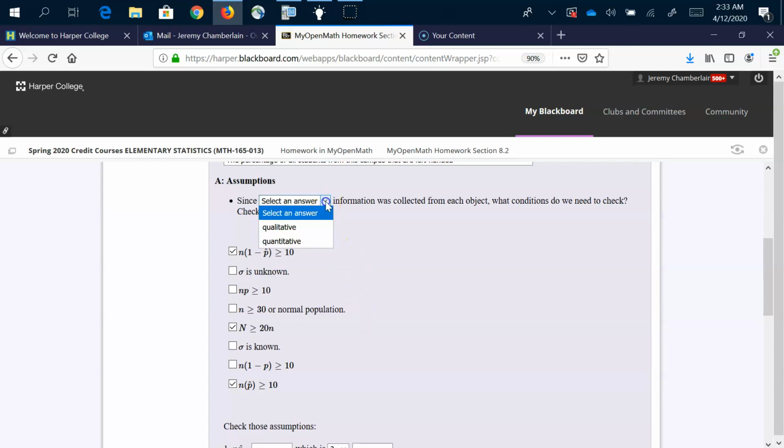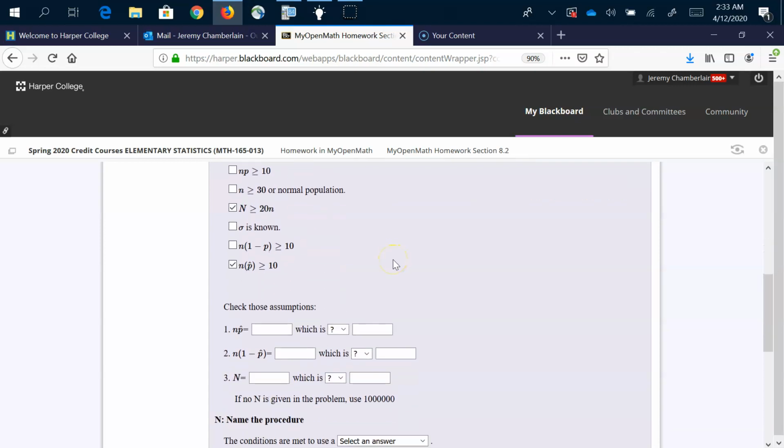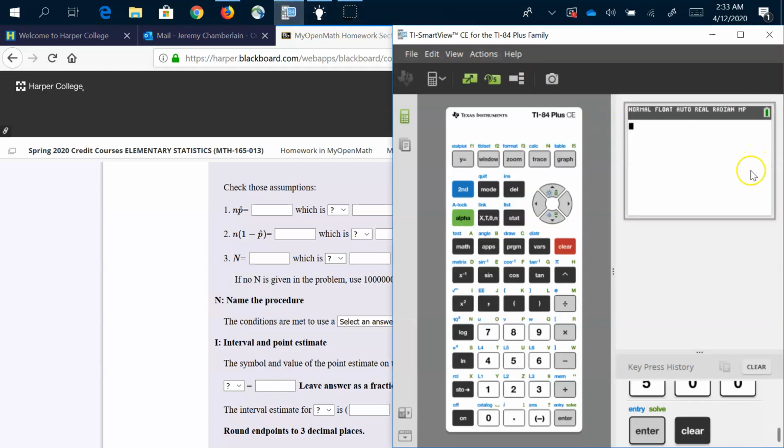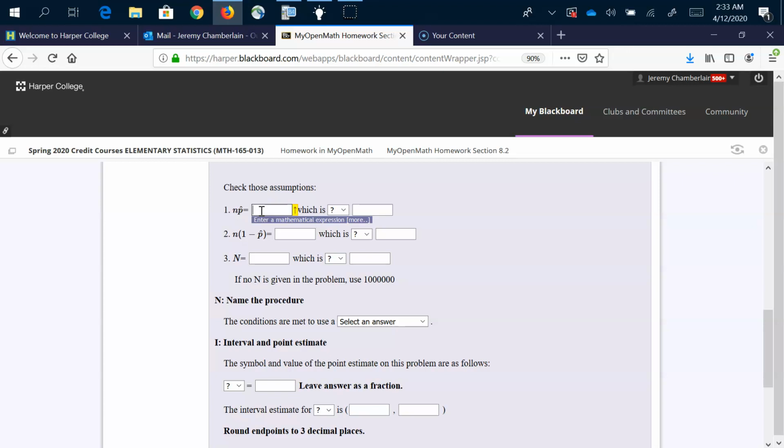Oops, and I forgot a part here. Since we have qualitative information, qualitative meaning the number of people that are left-handed, and left-handed is qualitative, it's going to check. So n p hat, and I'm going to go down and check with my calculator. n p hat is really just the number of successes. We had 66, so 66 is going to be the number of successes. So n times p hat is the number of successes here. So that's 66, and so I'll enter 66 in here.